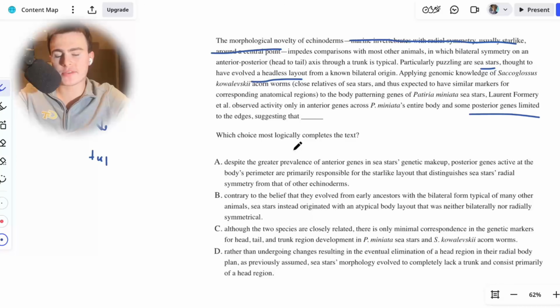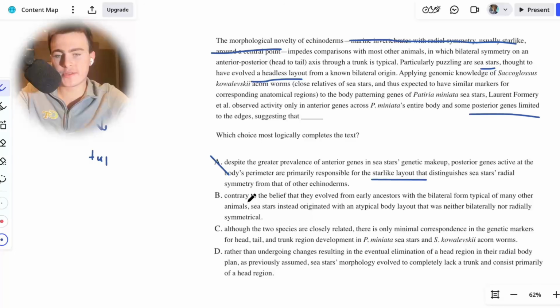A. Despite the greater prevalence of anterior genes, posterior genes active at the perimeter are primarily responsible for the star-like layout that distinguishes the radial symmetry from other echinoderms. Where does it say this? Where does it show any evidence that the posterior genes are responsible for the layout? Yes, there are posterior genes active at the perimeter. This is in the text. But where does it say that it is responsible for the star-like layout? Nowhere. It never says that. So it can't be A.